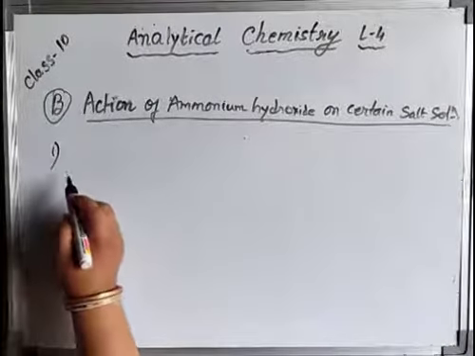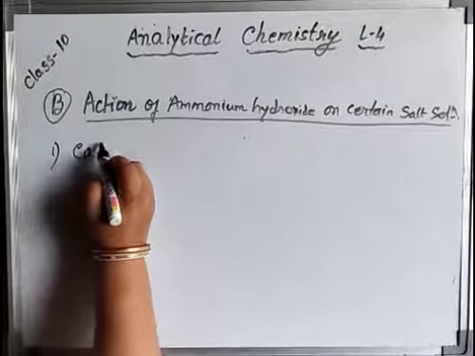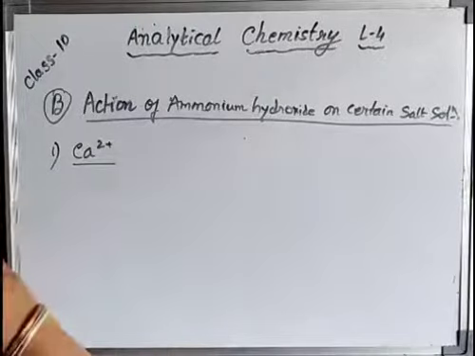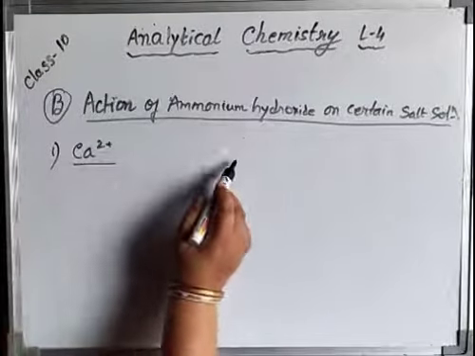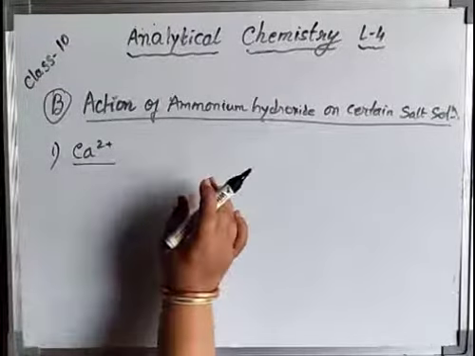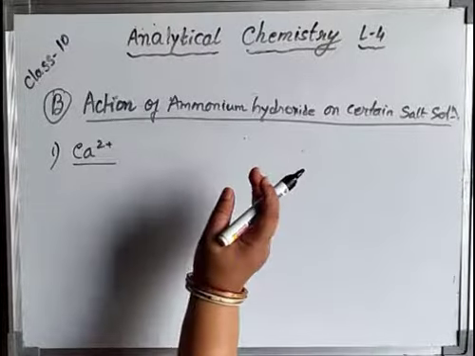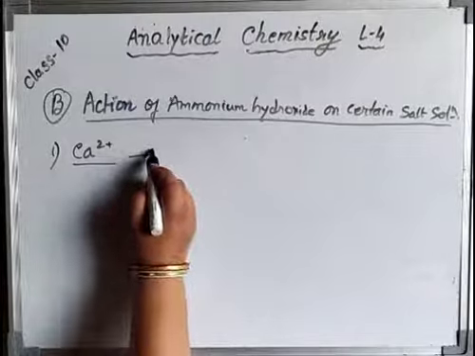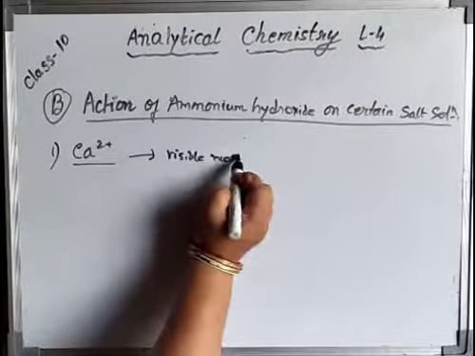Now let us see the first salt. The first salt we will deal with is the calcium salt, that is Ca2+. When we treat it with sodium hydroxide, we find that calcium hydroxide forms, which is a white PPT, and it is sparingly soluble in excess of it. But with ammonium hydroxide, no visible reaction takes place.